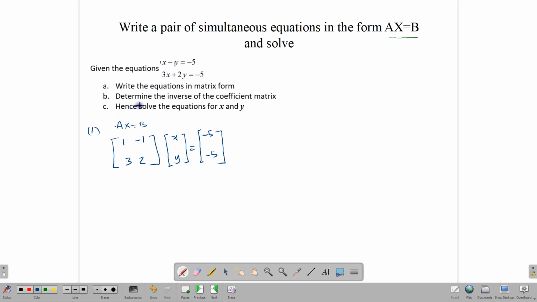The second part is to determine the inverse of the coefficient matrix. So this is the coefficient matrix. These are the coefficients for the numbers.